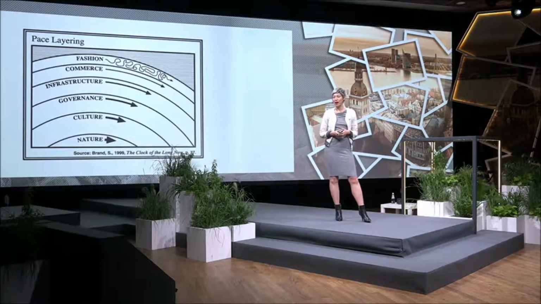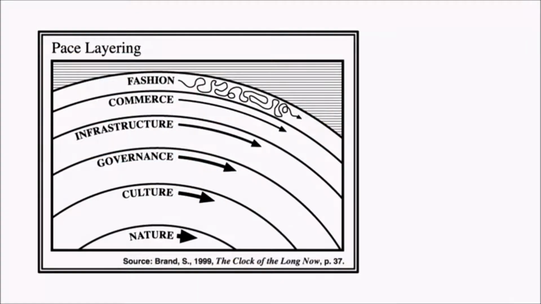So I'm going to share with you something I've learned recently. This is a graph that was drawn in 1999 by Stewart Brand in his book The Clock of the Long Now. What he's trying to illustrate is called pace layering, which shows how we have different paces of progress. On the top, you have fashion, not beyond clothes, but things that are fashionable in the time. Then you have commerce, so businesses. Then you have infrastructure, our roads, our bridges. You have governance, you have culture, and nature. And obviously, nature is at the bottom of this pace layering because evolution is slow.